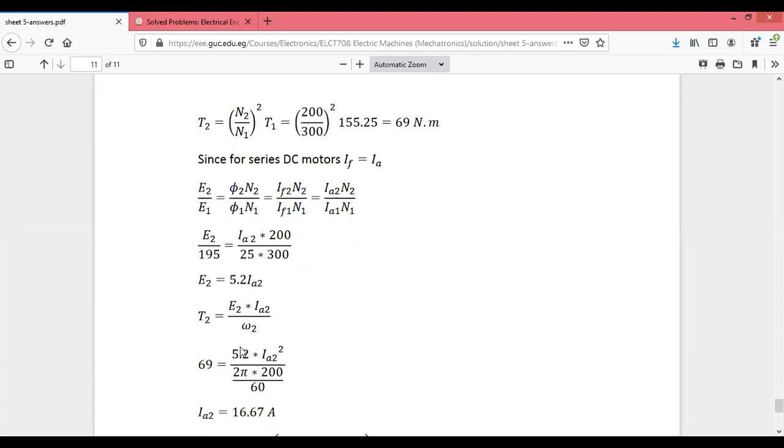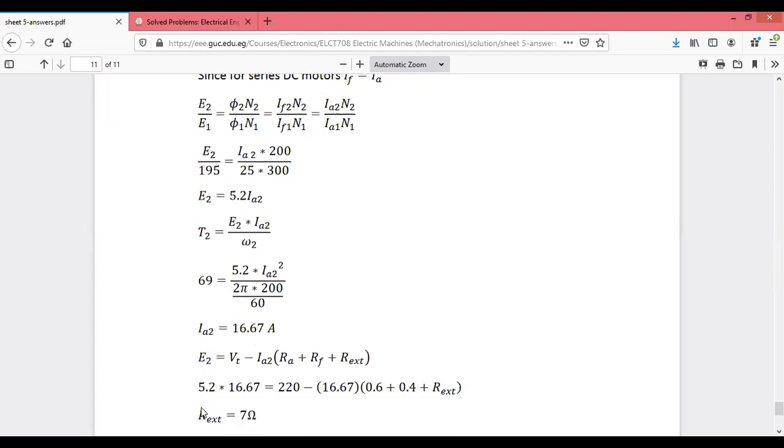If you write the value of omega in the form of speed, that is nothing but the reduced speed, the new speed, 200. But you are calculating here in rotation per second, so you can take 2 pi 200 upon 60. If you solve, you will get the value for torque, and so you will get the value for the armature current. So now you will get the value for E2.